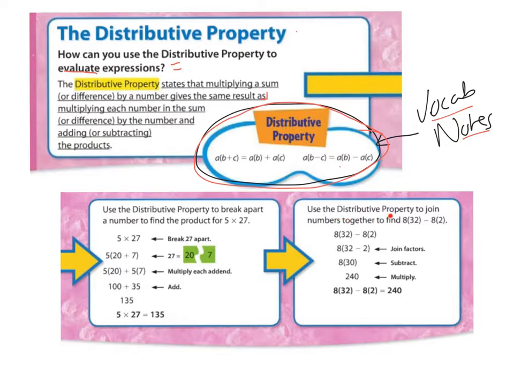You could also use the distributive property to join numbers together to find 8 times 32 minus 8 times 2. How would I do that? Well, we know we're going to do the distributive property kind of backwards. So we're going to take them from this step over here, and we're going to put them back into this step. We're going to put them into the same parentheses. So this 32 and 2, we're going to put them into the same parentheses with a subtraction in the middle. That would be called joining the factors. And then when you subtract 32 and 2, you get 30, then 8 times 30 is 240. As you might realize, if a number is right next to something else in the parentheses, it means to multiply.